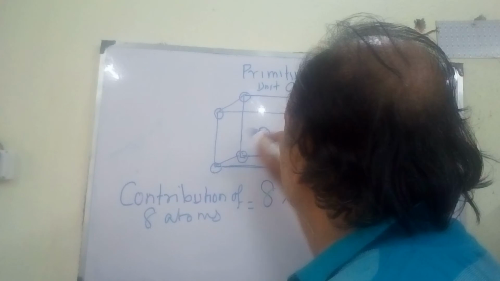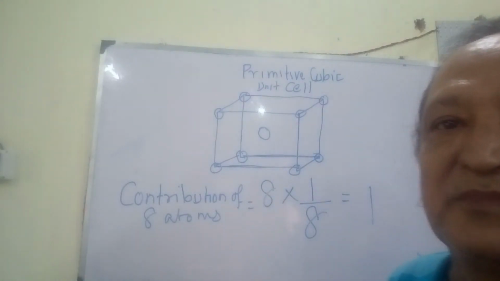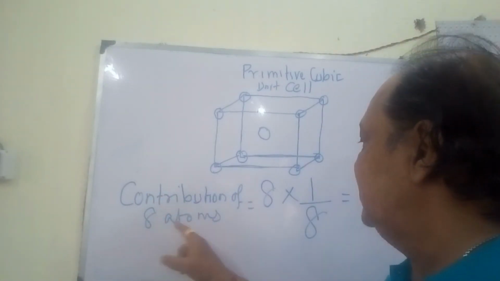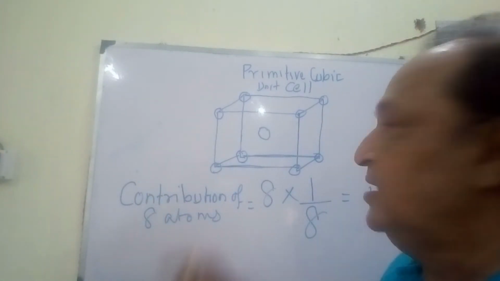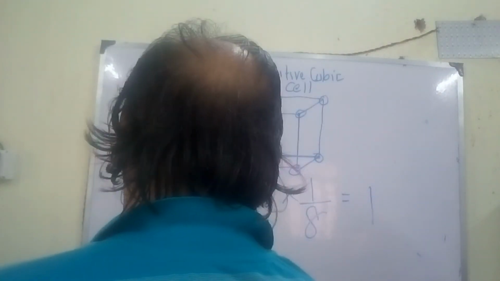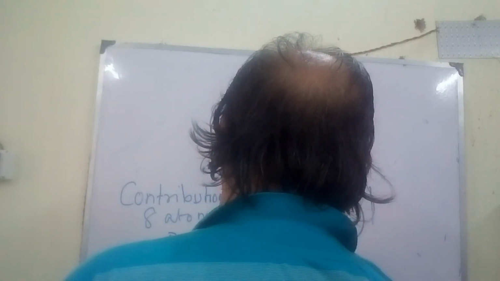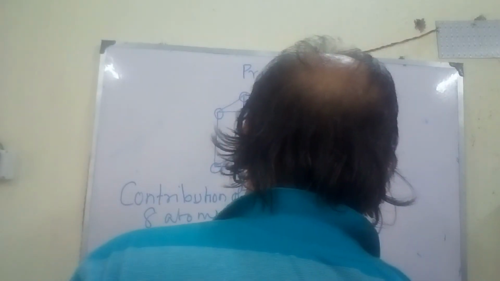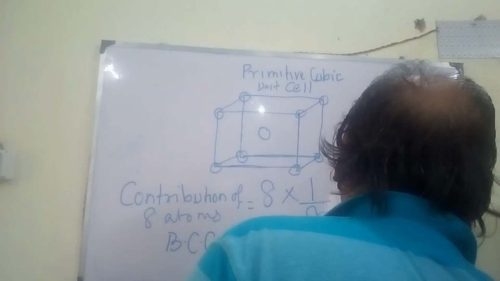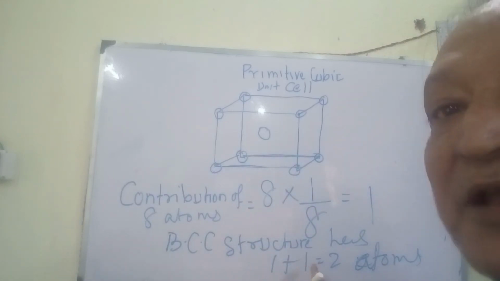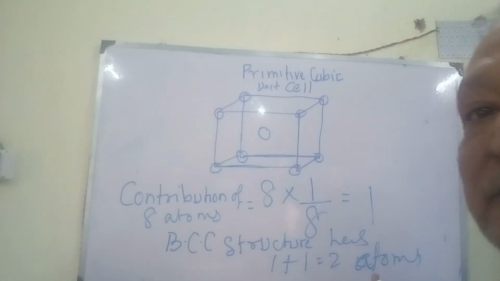What happens to the body-centered unit cell? There is one atom in the center of the body. Now I have already explained that contribution of 8 atoms is 1. In addition to 1 there is another atom. So body-centered BCC structure has 1 plus 1 is equal to 2 atoms.